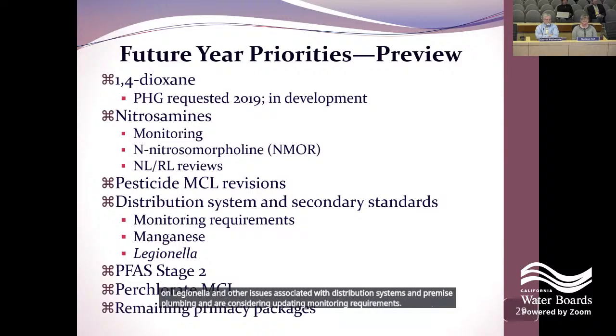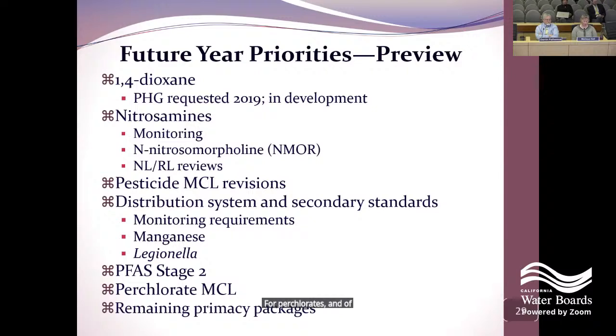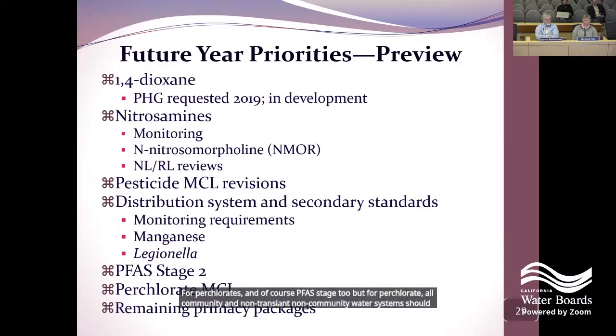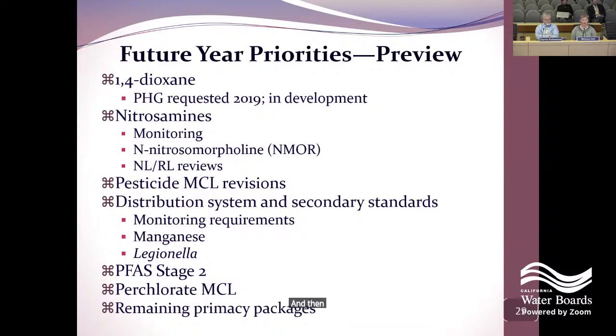For perchlorates, and of course PFAS stage 2, but for perchlorate, all community and non-transient, non-community water systems should have tested for perchlorate under one of the revised DLRs by the end of this year, which will approximately coincide with the release of the promised draft federal regulation. So we'll consider when and how best to proceed with perchlorate around that time. And then, of course, we've got additional primacy packages waiting for us with EPA.